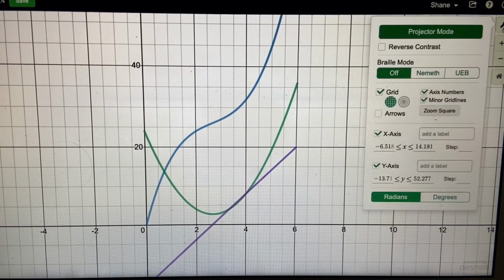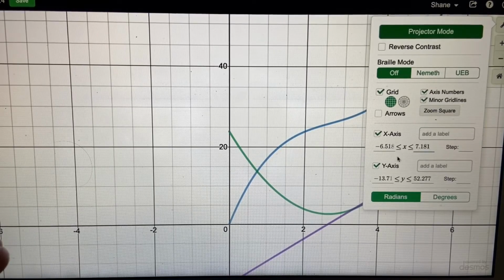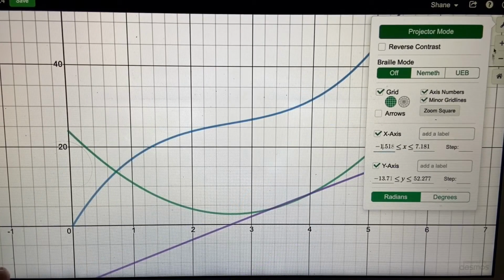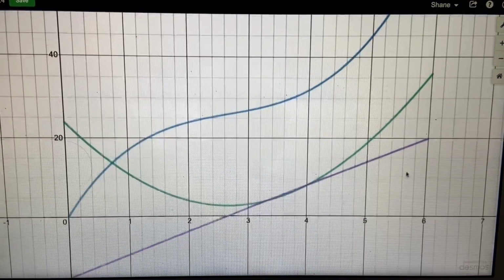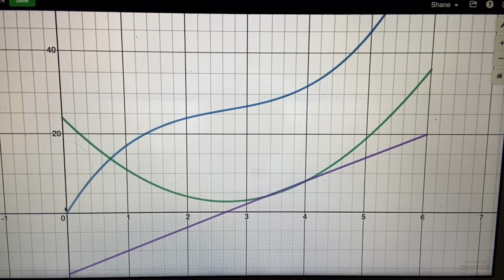So maybe I'll just go x just to 7 or something like that. And I don't need to go all the way to -6. So this looks better. So you can see the velocity, right? As this position is increasing, we're getting away from our starting point. So you can imagine something essentially moving along this axis. That's what this blue line means.